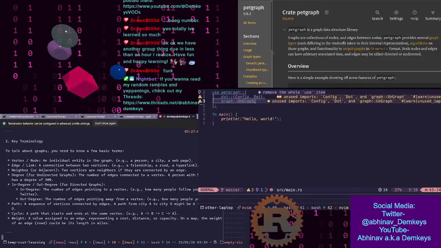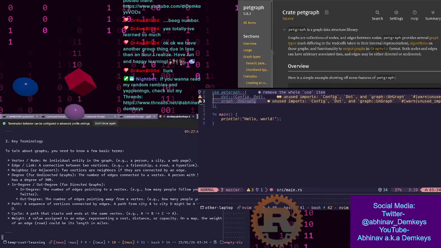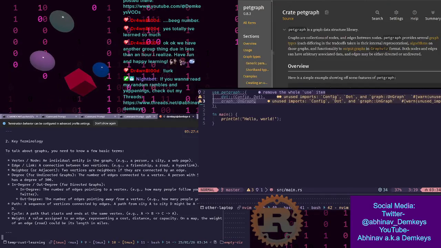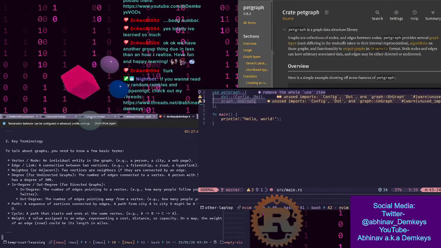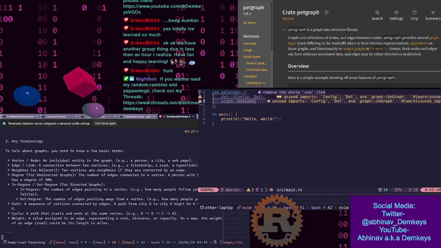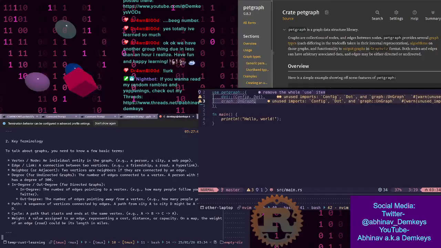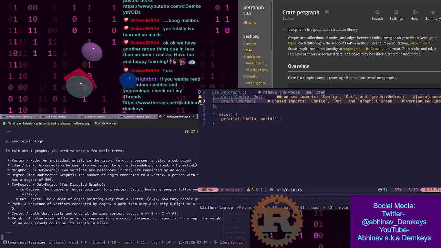Then path, a sequence of vertices connected by edges. A path from city A to city D might be going from A to B to C to D. Okay. Then cycle, a path that starts and ends at the same vertex. Okay, so A to B to C back to A.